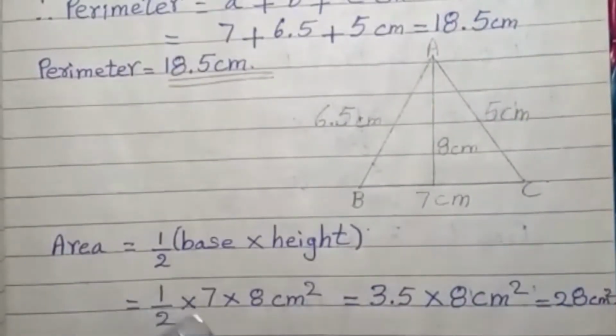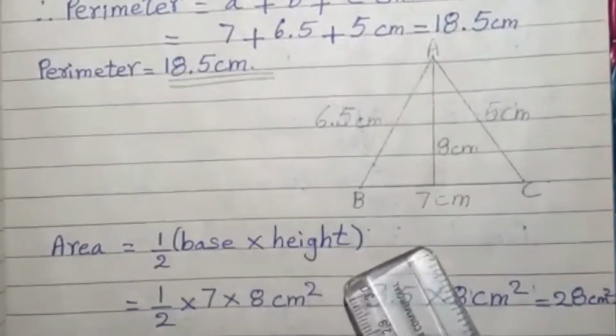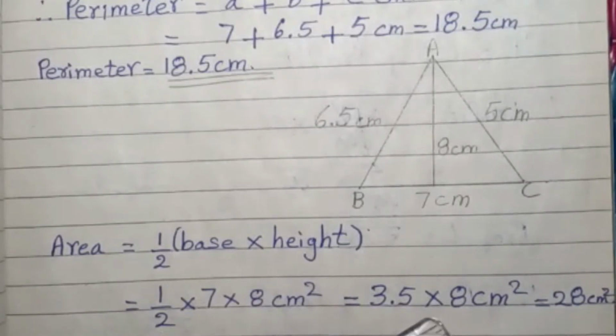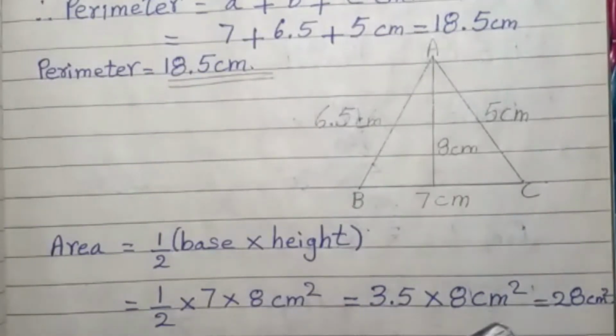Area is equal to half into base into height. That is equal to half into 7 into 8 square centimeters is equal to 3.5 into 8 square centimeters. That is equal to 28 square centimeters.